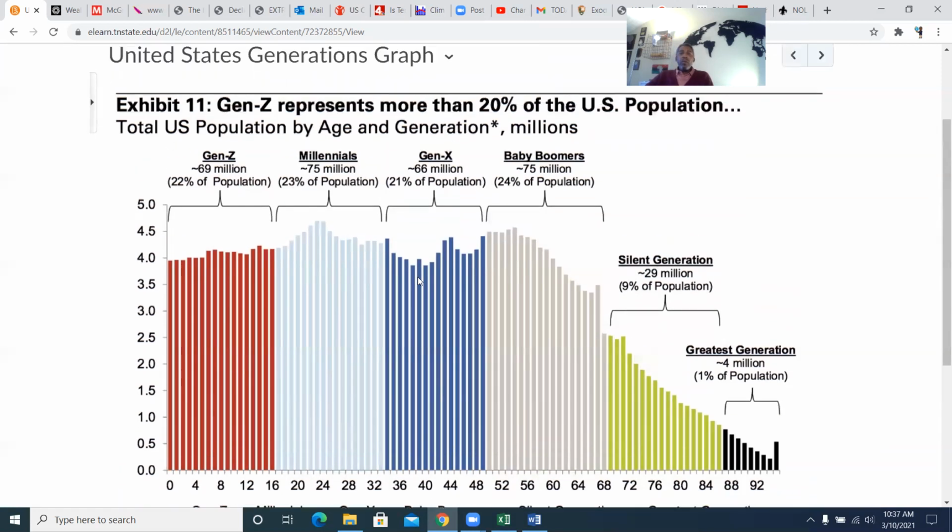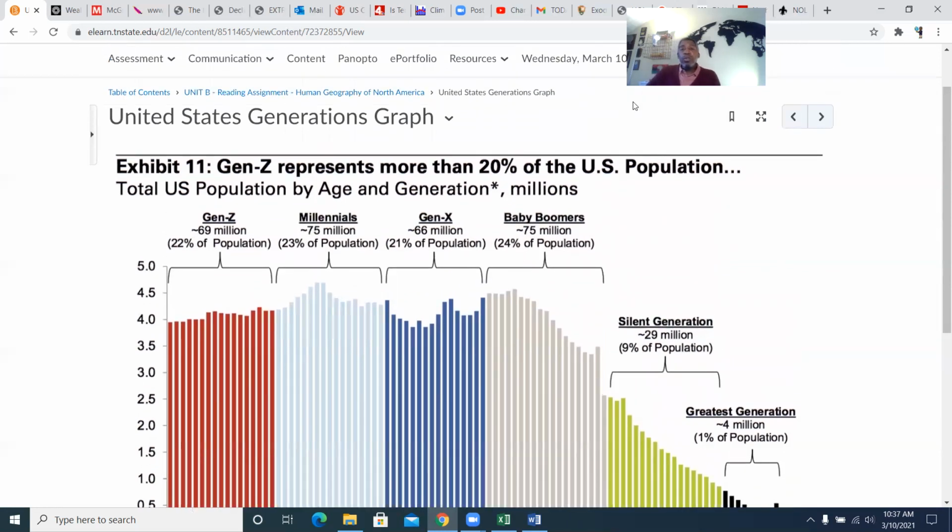So notice that the millennials are starting to become a greater proportion of the population here. Generation X, not so much. And then the baby boomers, who were the largest portion of our population, are starting to go into decline because of age and of course, people don't live forever, people die off.